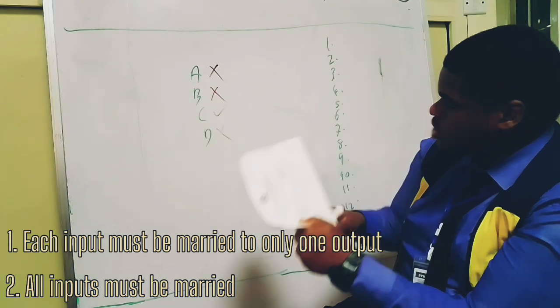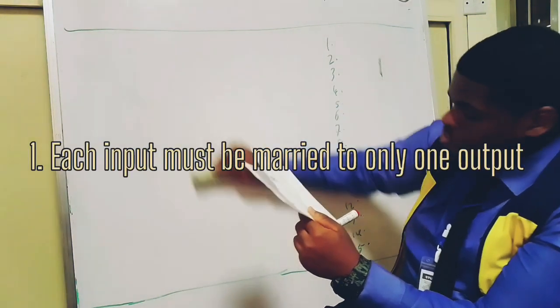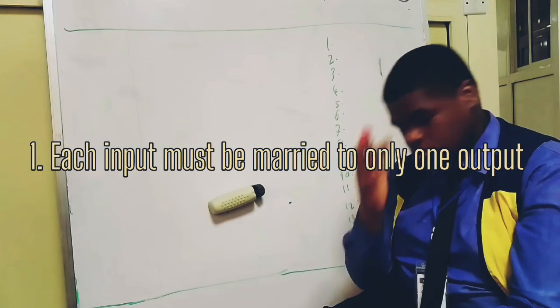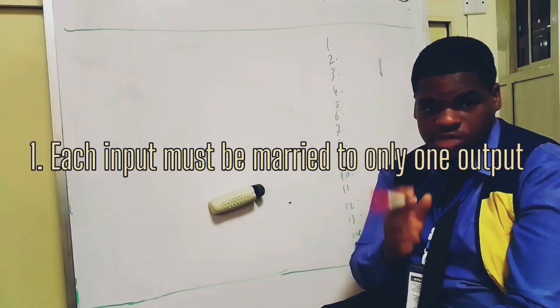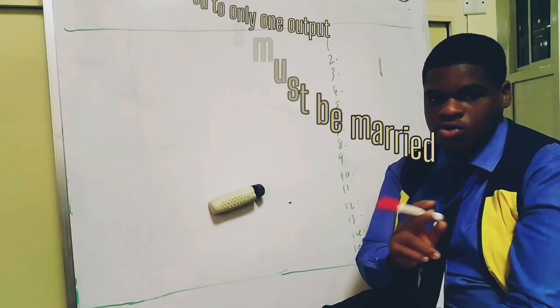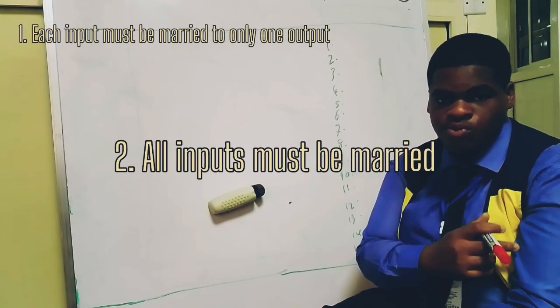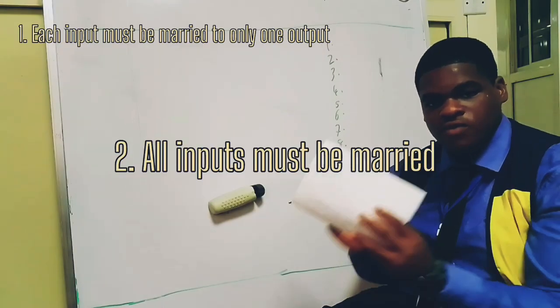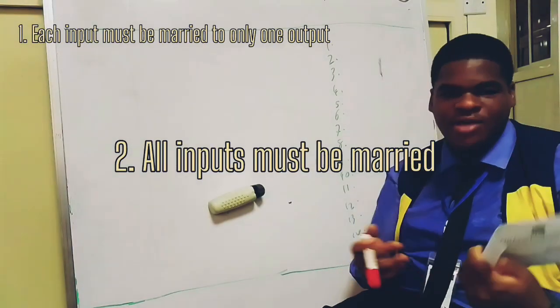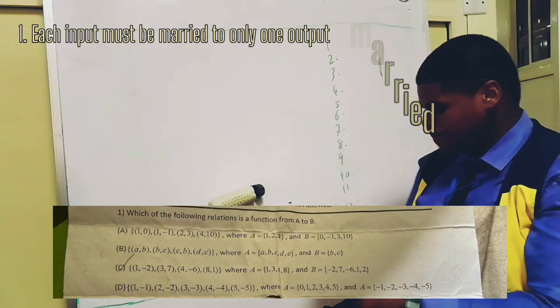So those are the two things to check for. Number one, each input must have only one output. Second of all, each input must have an output. That is, each input must have only one output and they must also have an output. You have to check for those two things.